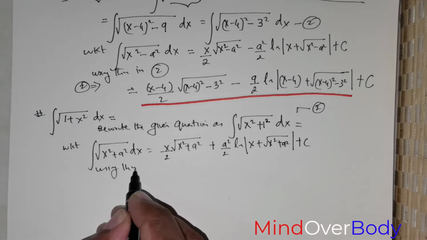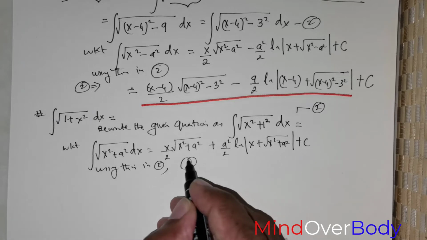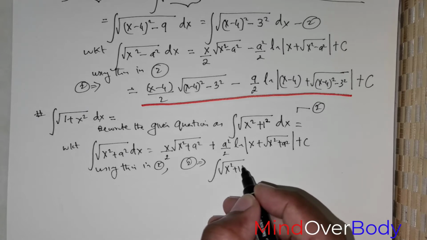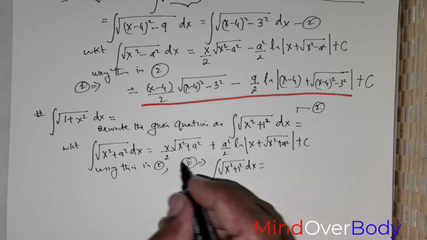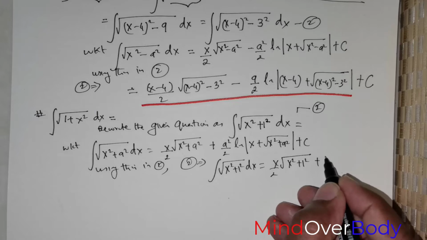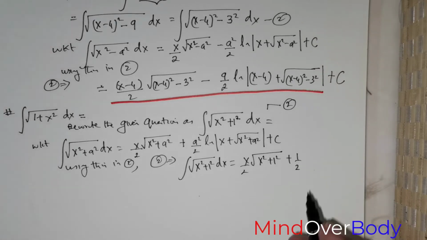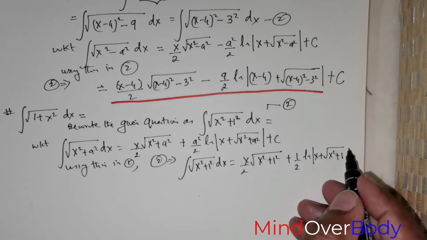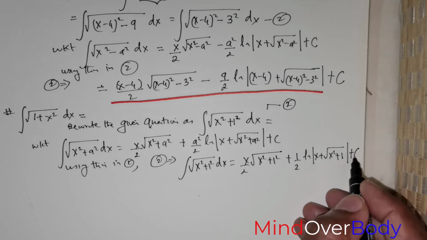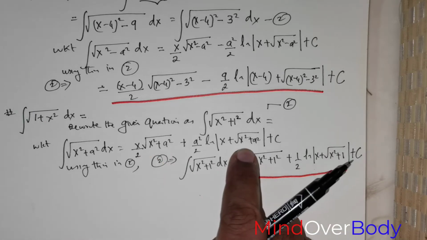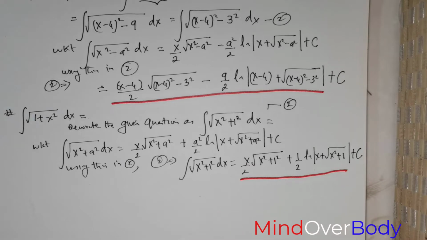using this in 2, it can be rewritten as the integral of root of x squared plus 1 squared times dx is equal to x over 2 times root of x squared plus 1 squared, plus a is 1, squared over 2 times ln of x plus root of x squared plus 1 squared with the modulus sign, and then plus arbitrary constant C, and this is the solution for this question. Because we know this formula, the solution is easily obtained.